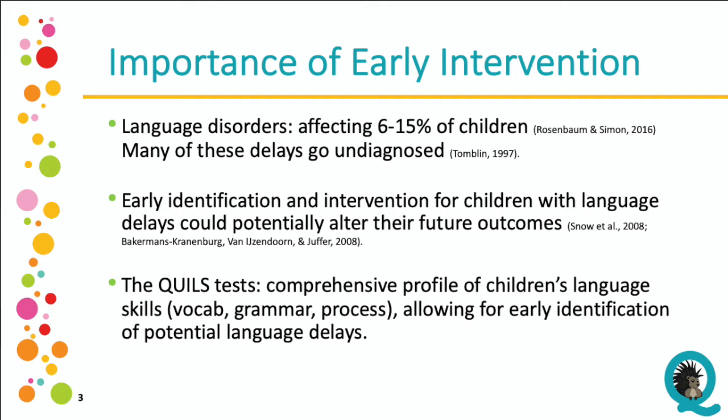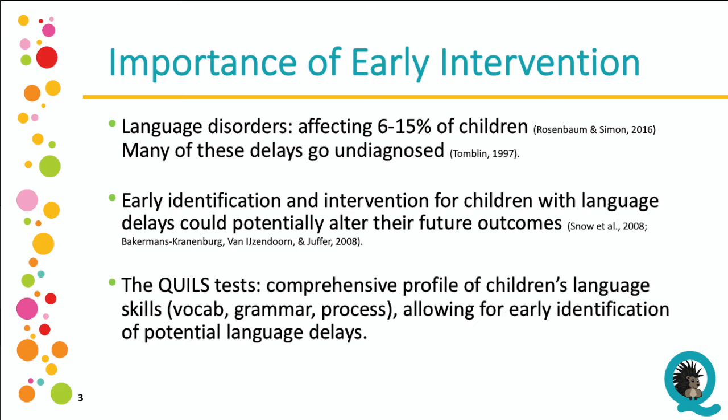We also know that language disorders affect between 6 and 15% of children, and that many of these delays go undiagnosed until children are formally tested upon kindergarten entry. However, if we could test children earlier, identify their language delays, and intervene, this could potentially alter future outcomes for children with language delays. This is where the QUILS comes in.